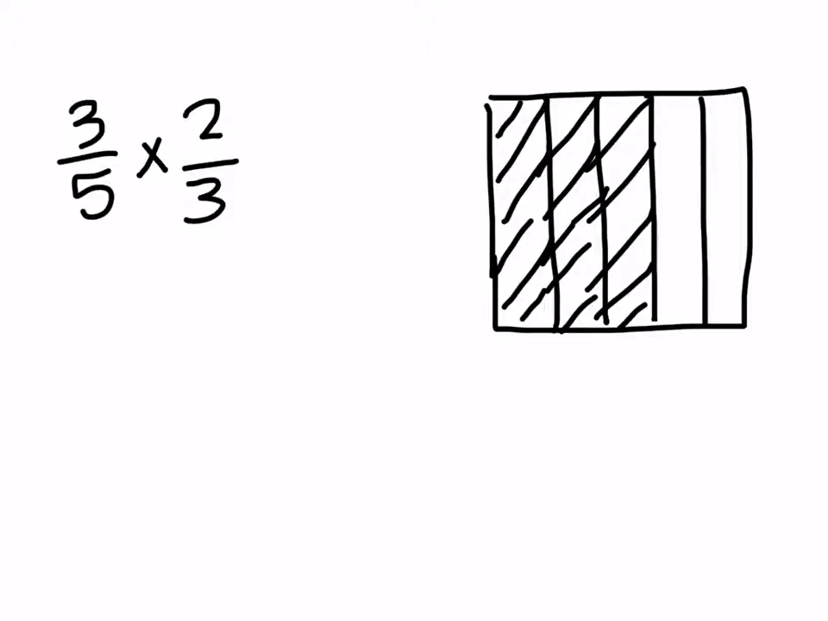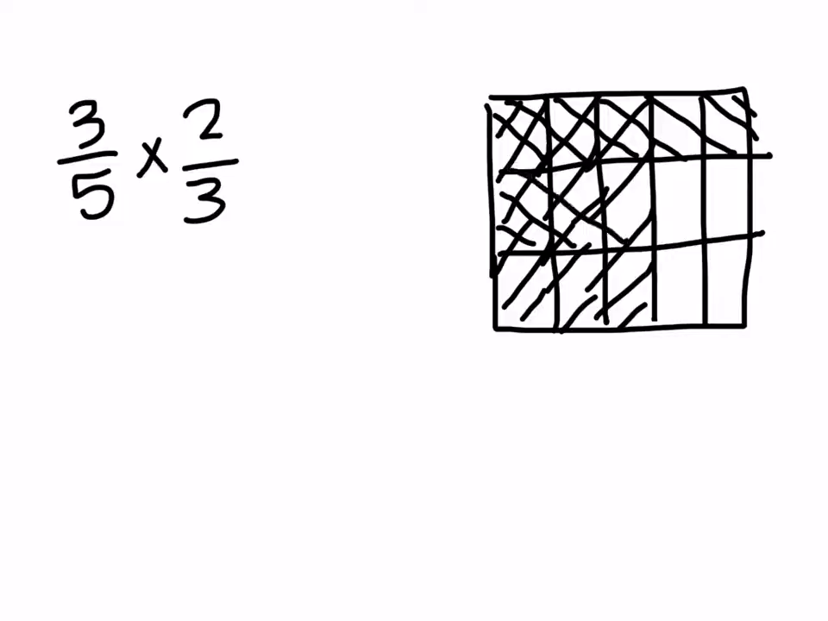Thirds are easier to draw, so I'm going to go the other direction. There are my thirds. And I need to shade 2 of them. And so I'm going to go from the top, this third right here. So, and I'm going to go in the opposite direction with my slashes. And there's 1/3, and now here is 2/3.